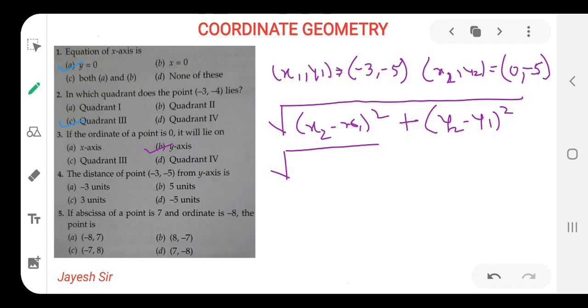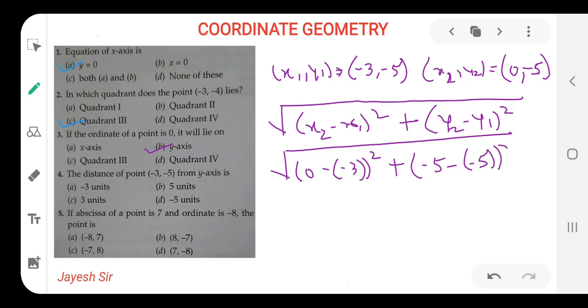Now let us put the values of x2 and x1. The value of x2 is 0, minus as it is now. The value of x1 is minus 3. So I am doing it like this. Similarly for y2, the value of y2 is 0 and y1 is minus 5, minus sign common, again minus 5 squared, whole square. This is the trick we are using while solving, and this is the formula.